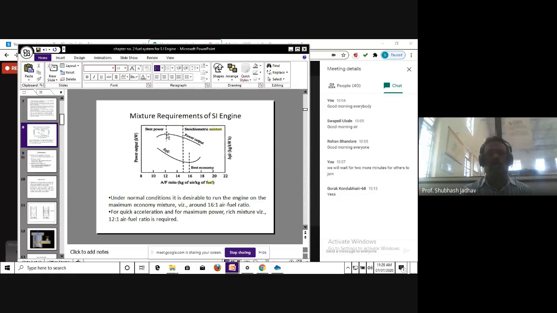Similarly, we have the power. So initially the power is lesser, but at 12:1 air fuel ratio, the power is maximum. Then as we go on changing the air fuel ratio from 12 to 14, 16, 18, the power output is going to decrease. So this you might have seen in the speedometer, where there will be one range, green range. Okay, and this will be corresponding to the green range.